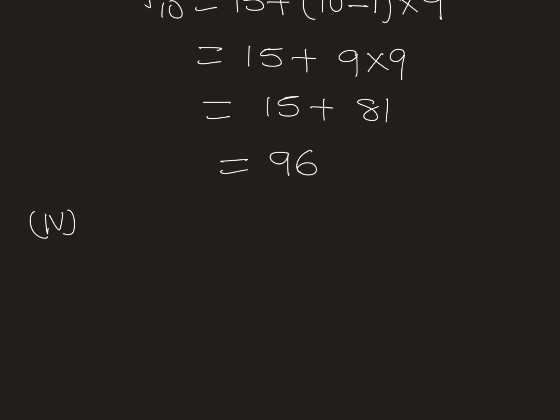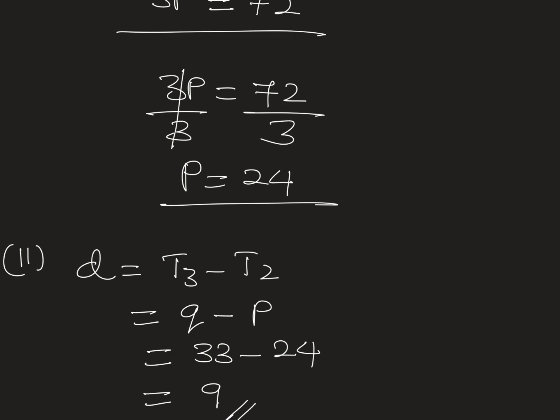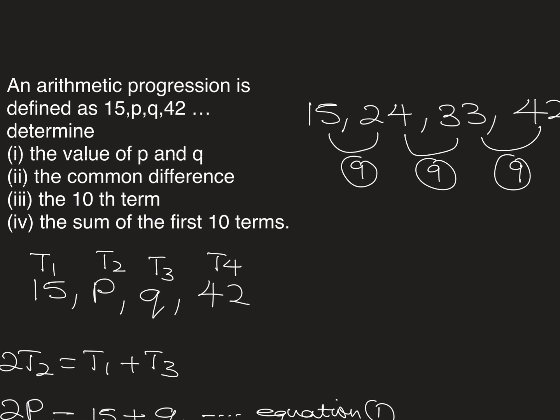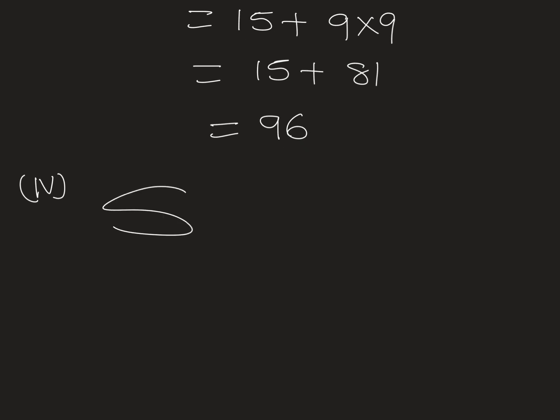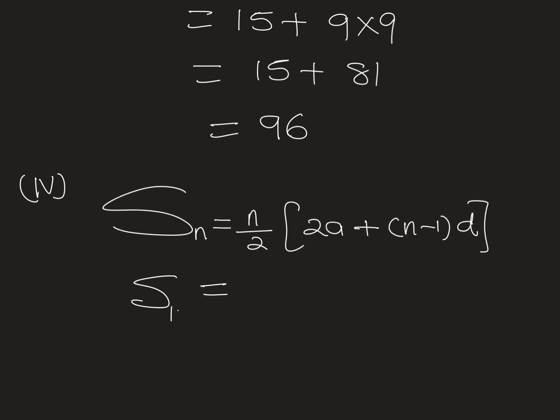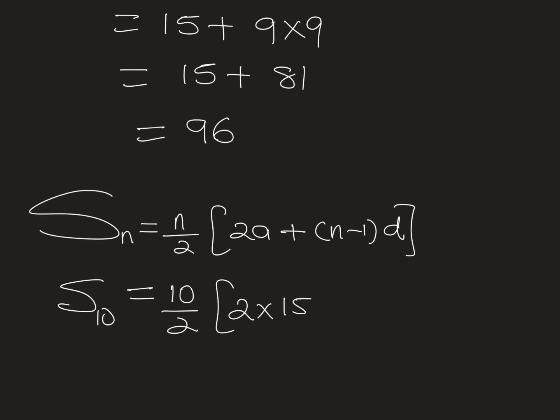So the fourth question is the sum of the first 10 terms. Okay, the sum of the first 10 terms. So using S sub n is equal to n over 2 into 2a plus n minus 1 times the difference. The sum of the first 10 terms is going to be 10 over 2 into 2 times a, which is 15, plus n, which is 10, minus 1, times the difference, which is 9.